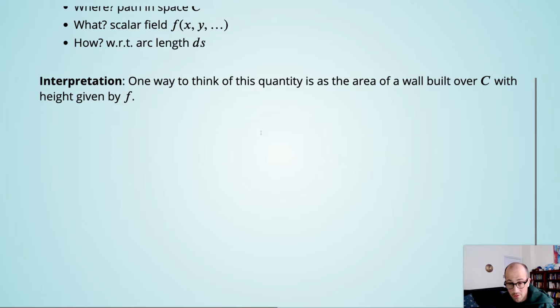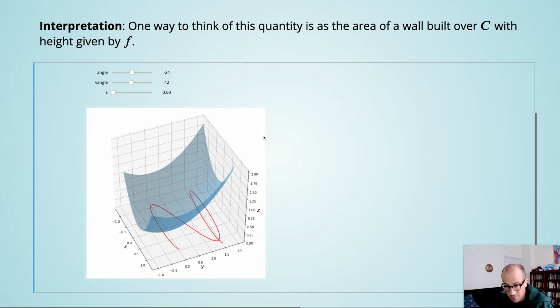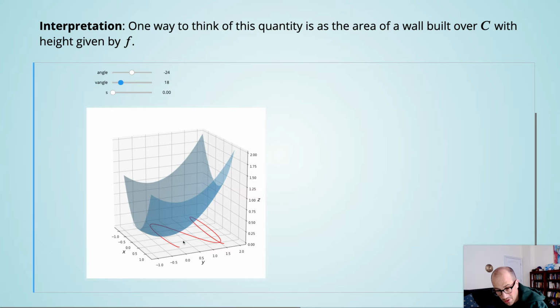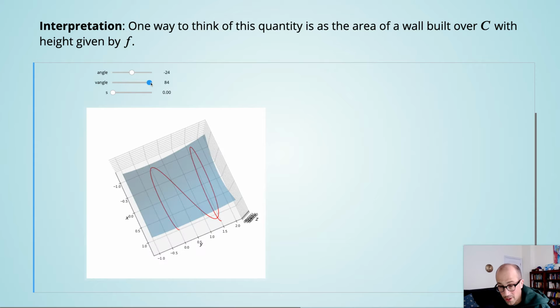One way to think of this quantity is this picture here. So let's be careful interpreting this picture. Our curve in this picture is in the plane. It's down here in the xy plane. If we change the perspective a little bit, you can see it lives down here just in the xy plane. So our curve is a curve in 2D. There we can look straight down at it from above here.